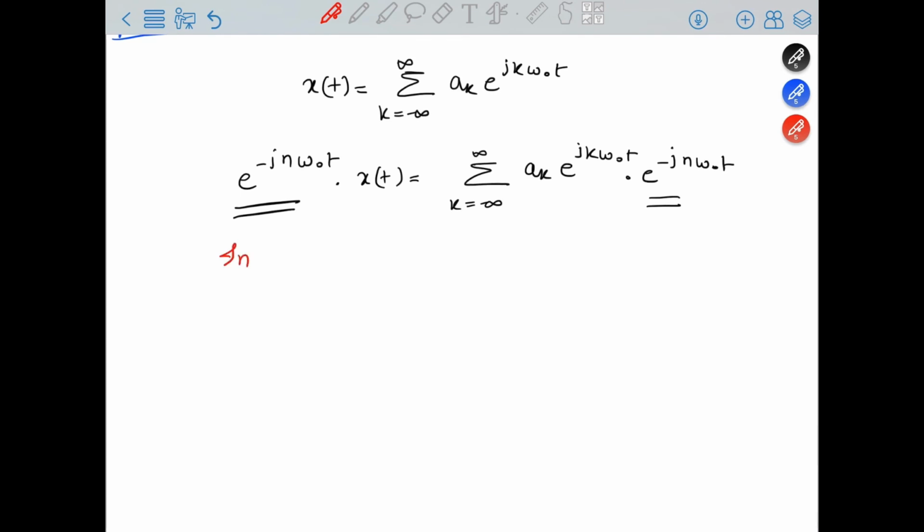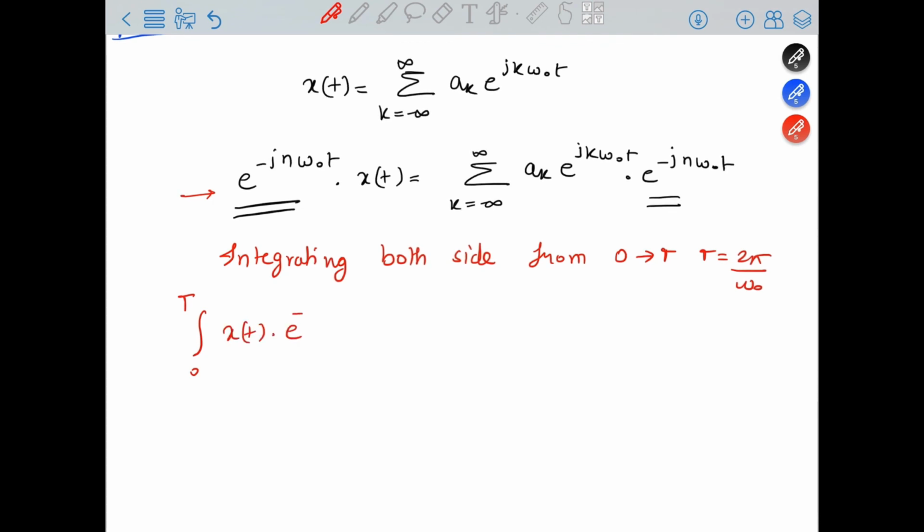So now, integrating both sides from 0 to T, where T is given by 2π by ω₀, what will the expression be? It changes to the integral from 0 to T of x(t) e^(-jnω₀t) dt, which equals the integral from 0 to T of the summation over k from minus infinity to infinity of a_k e^(jkω₀t) e^(-jnω₀t) dt.